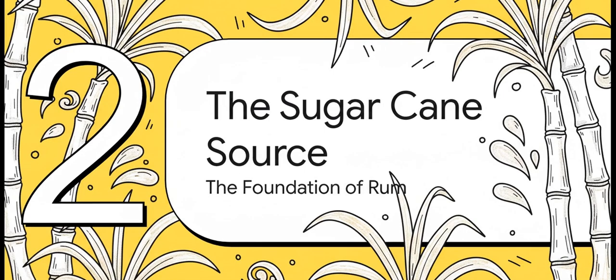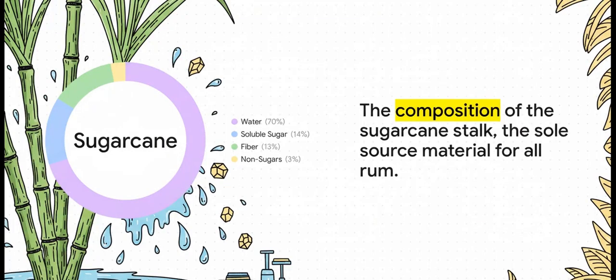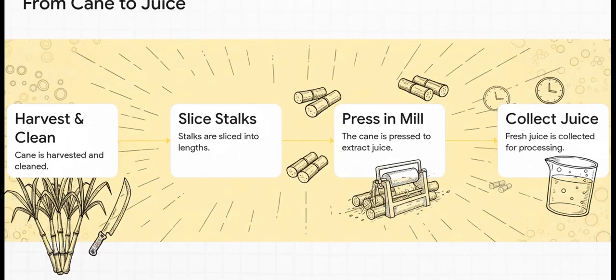So, to really understand rum, we have to go back to the very beginning, with the raw material itself, sugarcane. When you look at sugarcane, what you're really seeing is mostly water and soluble sugar. So, job number one in rum production is pretty simple. Get that sugary juice out of the fibrous stalk of the plant. And the process is pretty straightforward. The cane gets harvested, cleaned, sliced up, and then pressed in a mill to release all that juice.